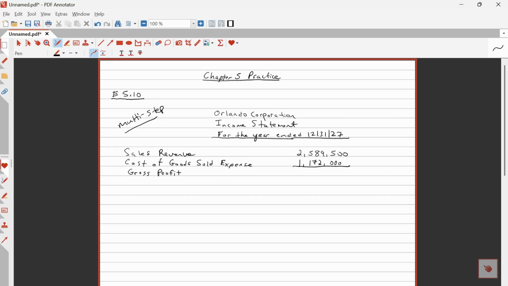Gross profit. Generally on financial statements, in a column of financial numbers, you put the units on the first number, but you don't put the units elsewhere. You don't keep putting dollar signs. So gross profit is $1,417,500.